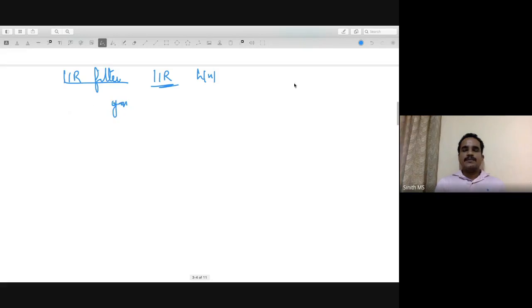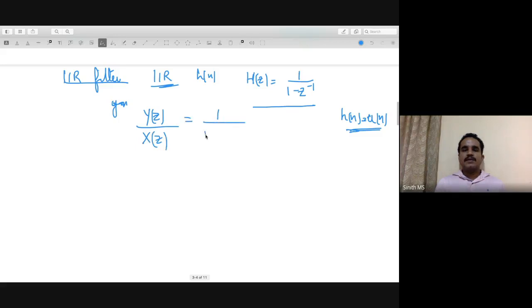Let's take 1 by 1 minus z inverse, which is the common H(z) we used to see, where the impulse response h[n] is a^n u[n]. Here a is 1, so this is basically u[n]. This is the transfer function of your unit step function. Now H(z) is 1 by 1 minus z inverse. Let's try to represent this as Y(z) by X(z).